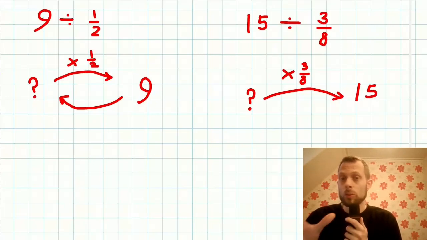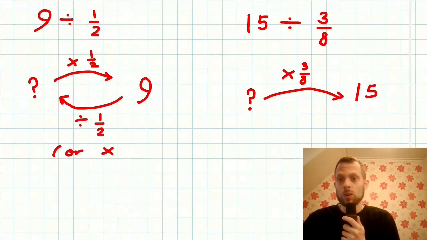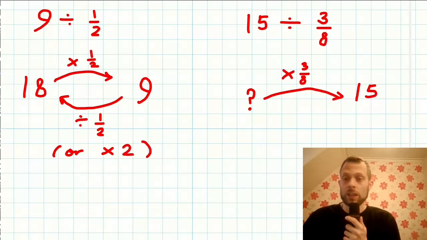This means that there was some number that we started with. You see the question mark on the left. We multiplied by 1/2 and we got 9. To divide by 1/2, we need to work backwards and get the original number. Now how would you do that? You would multiply by 2. So the answer would be 18. And that shows you that dividing by 1/2 is the same as multiplying by 2.